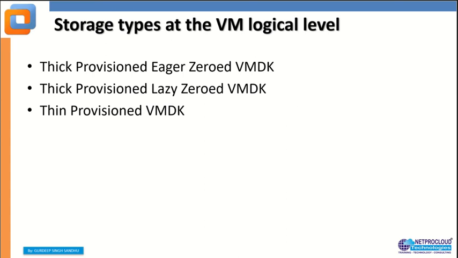The entire disk is reserved and unavailable for use by other virtual machines. Whereas in thin provision, VMDK space is allocated and zeroed only on demand, when the data is written on the disk. So unused space can be available for use by other virtual machines also.